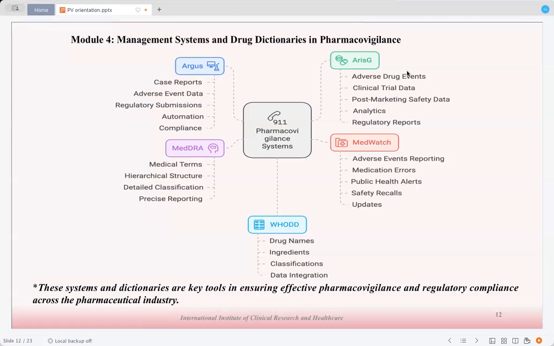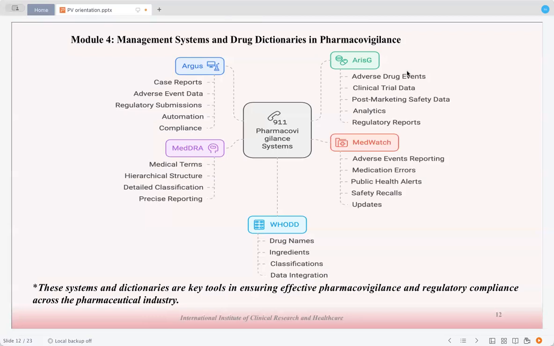Next is MedWatch. MedWatch is the FDA system. This system is for healthcare professionals and consumers to report adverse events and medication errors. It plays a vital role in ensuring safety alerts, the recall of products, and updates based on the reported adverse events, enhancing drug safety and public awareness. So this MedWatch is the FDA's system.